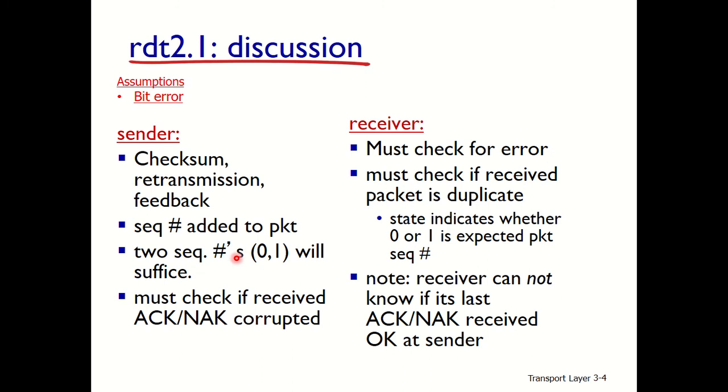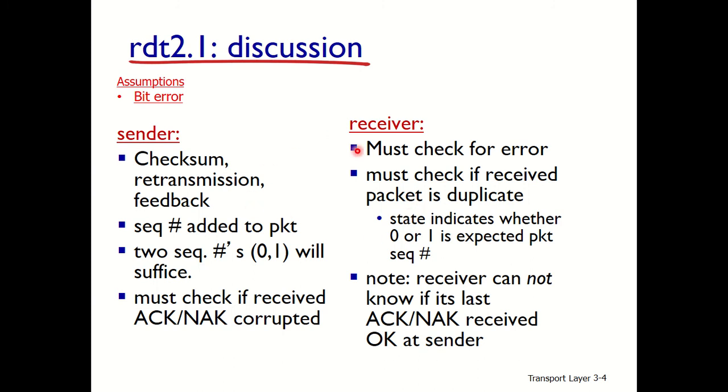Through this sequence number, the receiver can detect a duplicate packet. If there is a duplicate packet, then through the sequence number it can come to know, so the duplicate packet will not be delivered to the application.